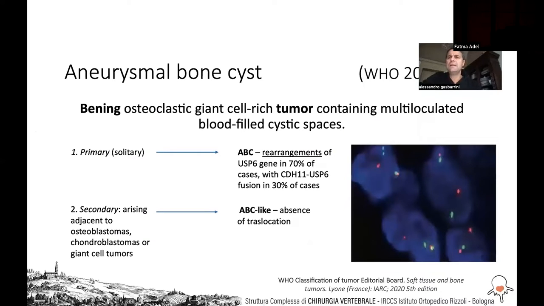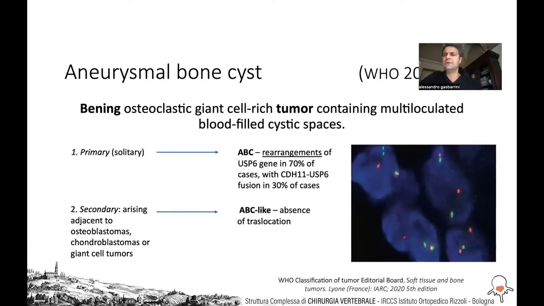Again, in this last classification, we find the definition of aneurysmal bone cyst as a benign, osteoclastic, giant cell-rich tumor containing multinucleated blood-filled cystic spaces. This lesion could be one solitary lesion, recognized as a real aneurysmal bone cyst, in which we find rearrangement of the USP6 gene in 70% of the cases, with CDH11-USP6 fusion in 30% of the cases.